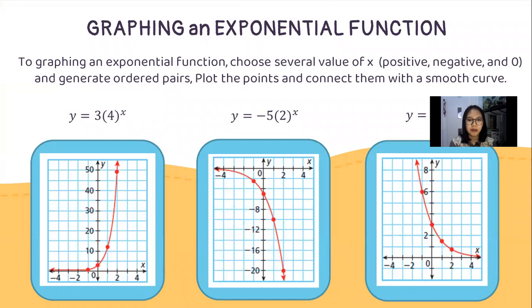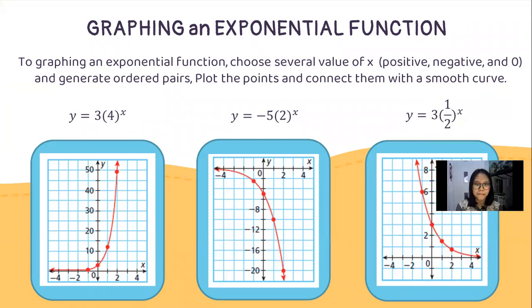Okay, next is graphing an exponential function. How do we graph an exponential function? To graph an exponential function, we can choose several values of x, such as positive, negative, or 0, and generate ordered pairs. Plot the points and connect them with a smooth curve. Okay, I will give one example. There is a graph of y = 3 × 4^x.